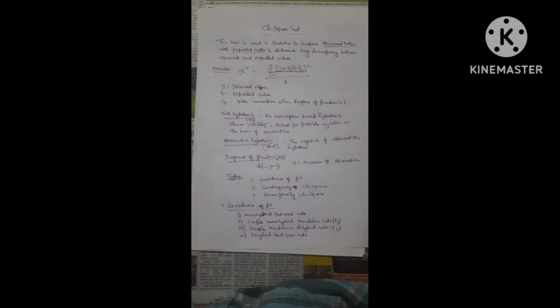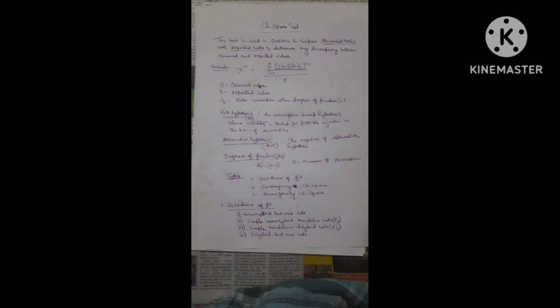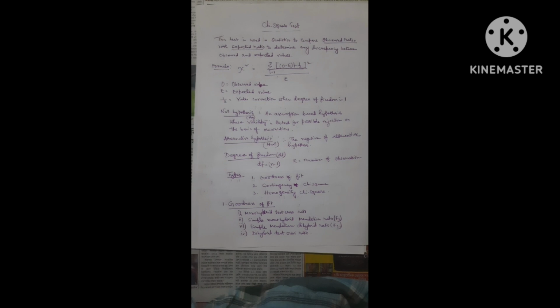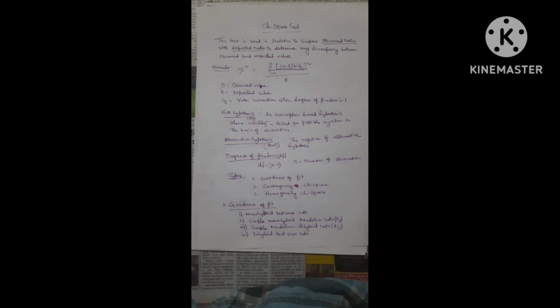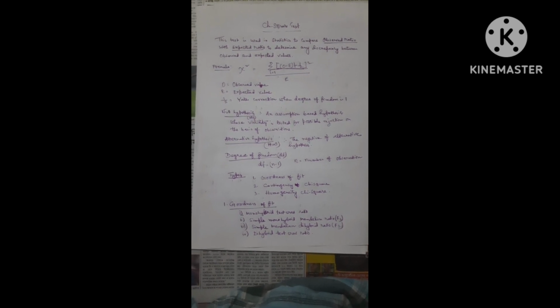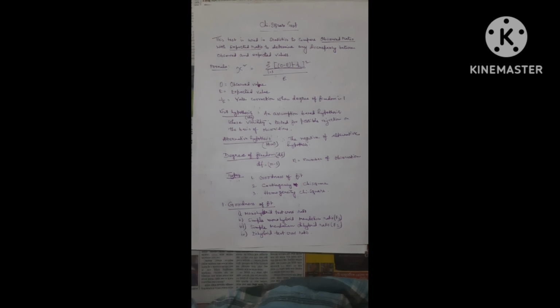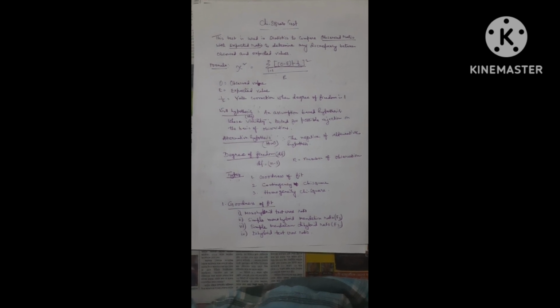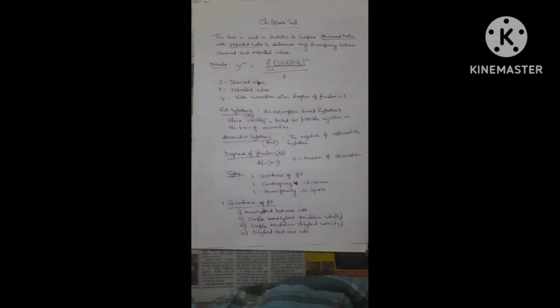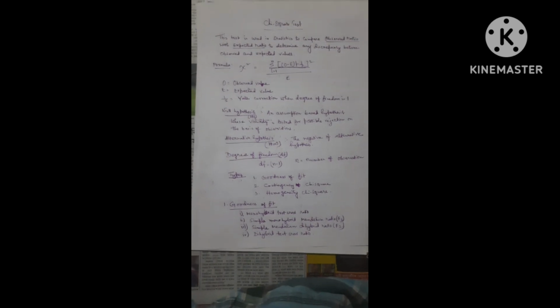So today we are going to learn the chi-square test. This is a statistical tool which is used to compare the observed ratio with the expected ratio to determine any discrepancy between observed and expected values of any experiment. So, how can we calculate this chi-square test? What is the formula?